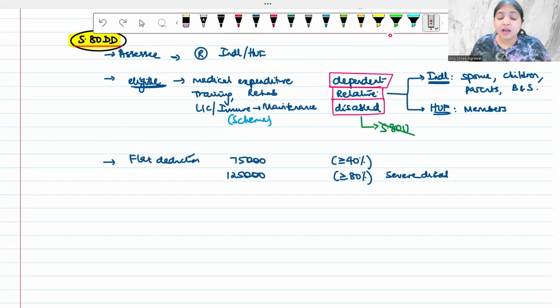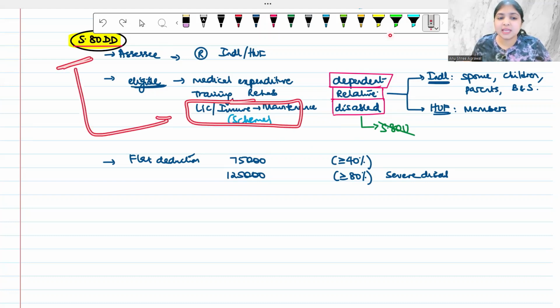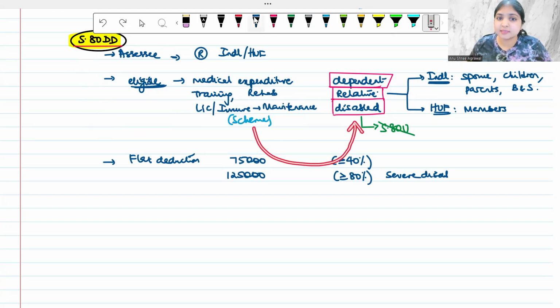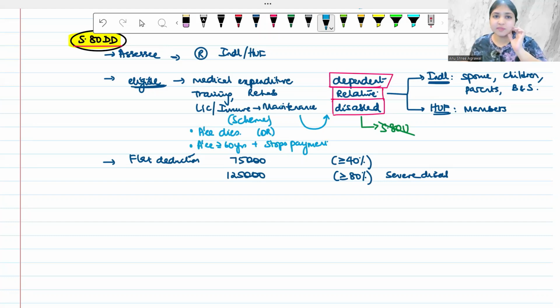So what the assessee does is go to LIC or any other insurer and buy a scheme for the maintenance of this dependent disabled relative. How the scheme works is that till the assessee is alive, the assessee keeps making contributions to this scheme. When will this scheme release money for maintenance? Either when the assessee dies, or when the assessee reaches at least 60 years of age and stops making payment to the scheme, then the scheme releases money for the maintenance of the dependent disabled.